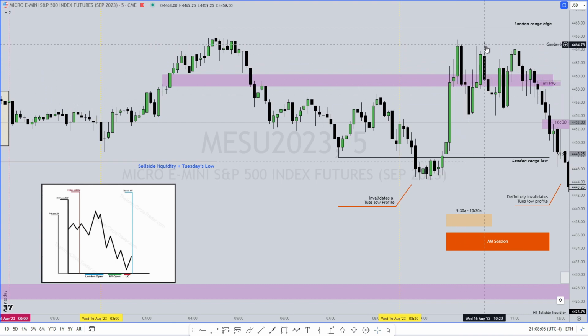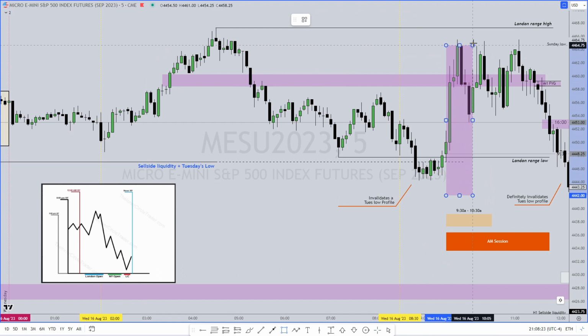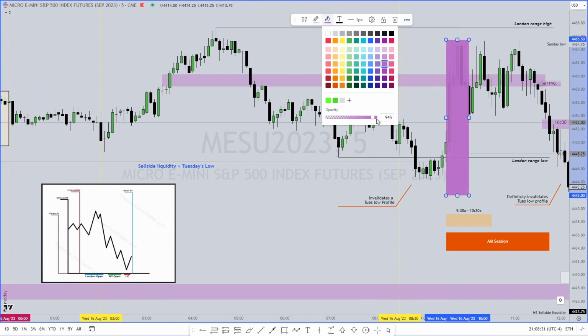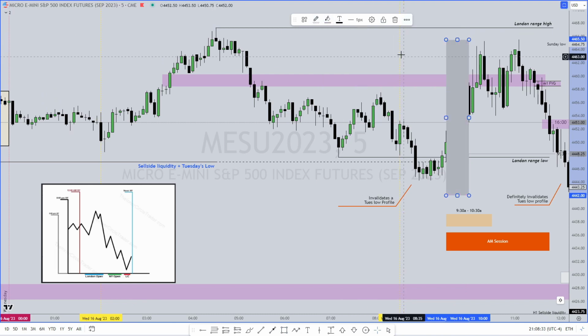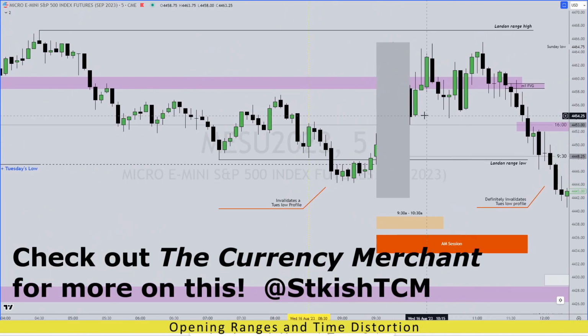I see that we are staying consolidated, but within this fair value gap projected from London, I'm watching. If I don't see enough structural breaks, then I know that the 9:30 to 10 is not a trading range. I'm invalidating anything from 9:30 to 10. And let's just call that a form of distortion in itself. So as price chops through all of the AM session, very little activity to work on here.